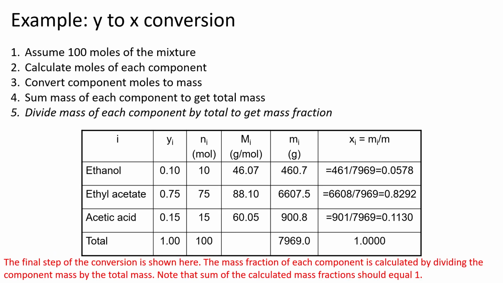The final step of the conversion is shown here. The mass fraction of each component is calculated by dividing the component mass by the total mass. Note that the sum of the calculated mass fractions should equal 1.